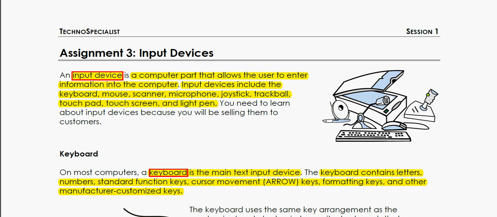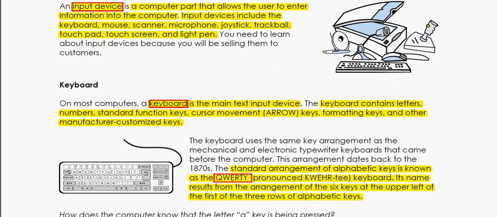Any input device is going to be hardware. Right now, all we're going to be talking about is hardware. The keyboard is the main text input device. A keyboard, as you know, contains lots of keys that let you do all kinds of things. You don't really need to write down all the specific things because you already know those things. You already know that it contains letter keys and number keys and standard function keys and things like that. What you do need to write down about the keyboard is that it is the main text input device.